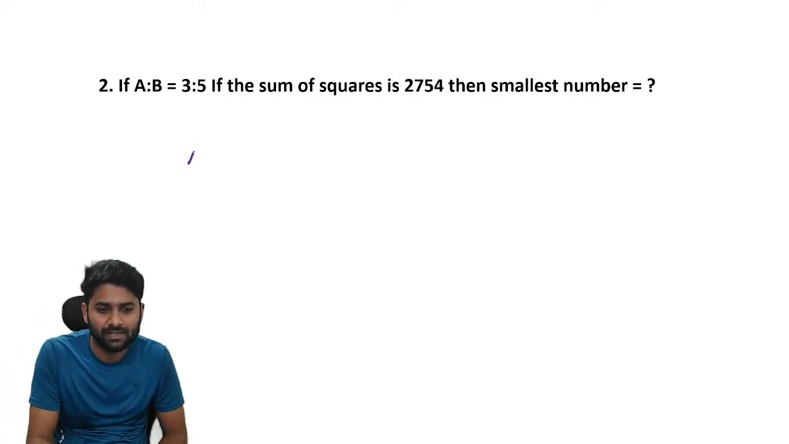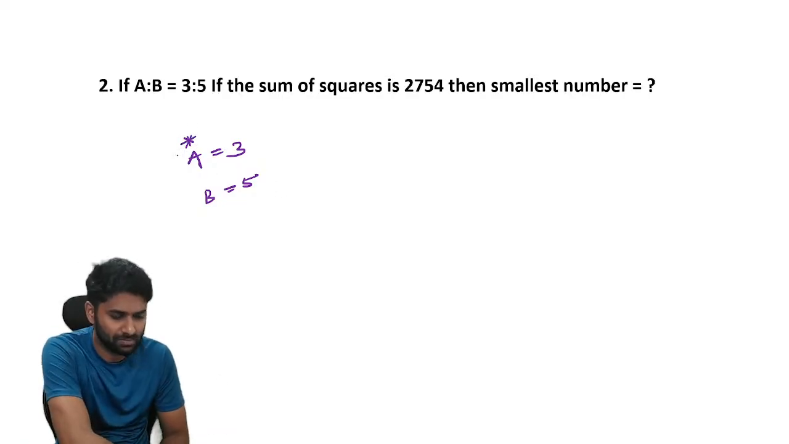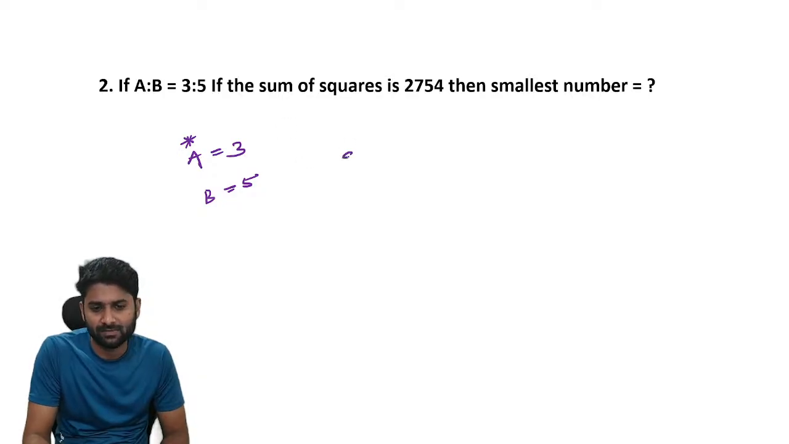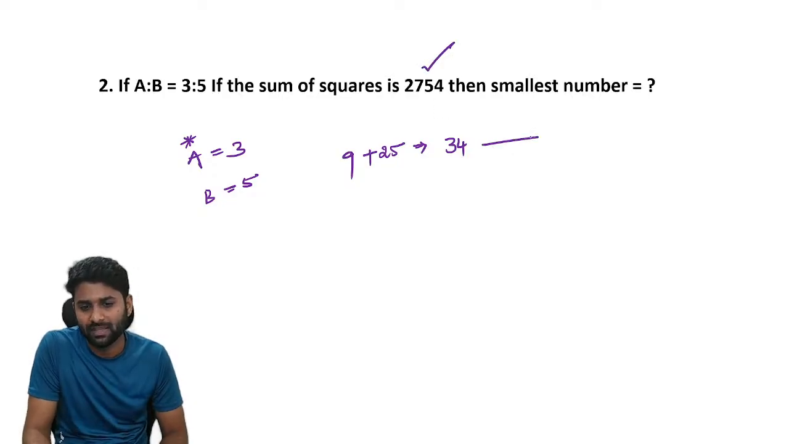Let us assume again A is 3, B is 5. Out of these two numbers, what is the smallest number? 3 is my smallest number. If we take the squares of these numbers, 3 squared is 9, 5 squared is 25, and the sum of these two is 34. So the sum of squares is 34, but instead of 34, they have given 2754.